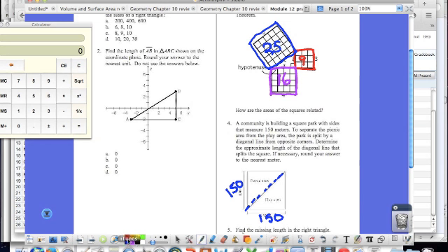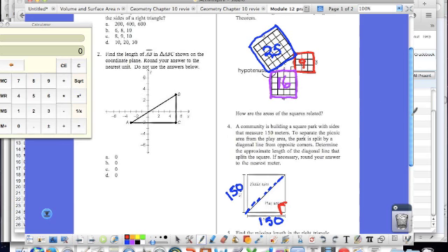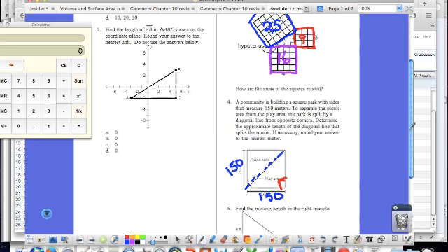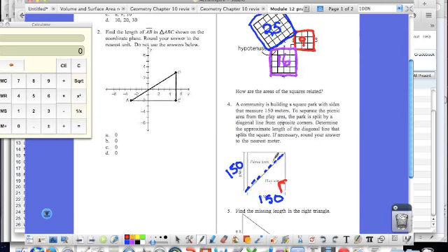Is this not a right triangle? It is. So am I using the Pythagorean theorem or the distance formula? Okay, guys, that's what I want to point out. Pythagorean theorem, because I'm finding the length of a hypotenuse in a right triangle.